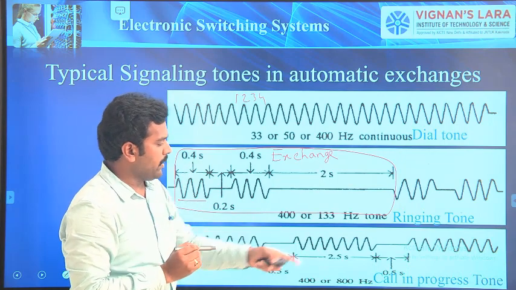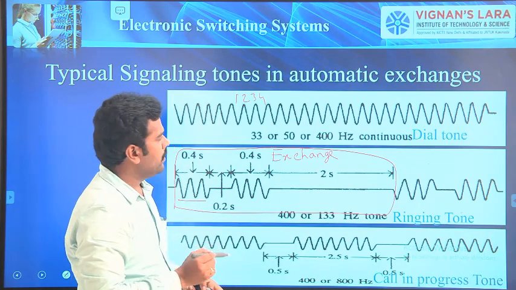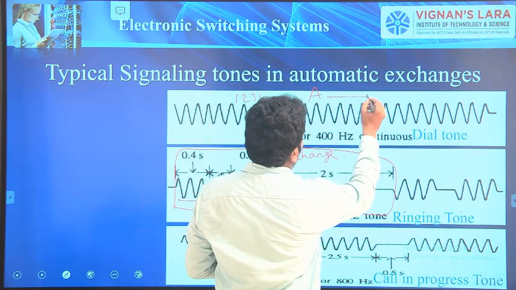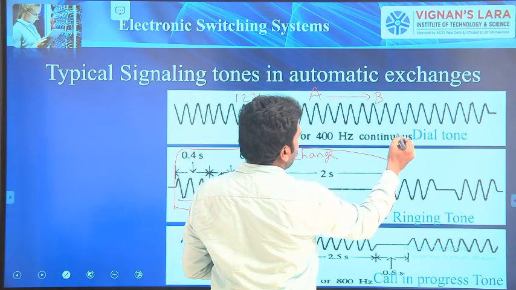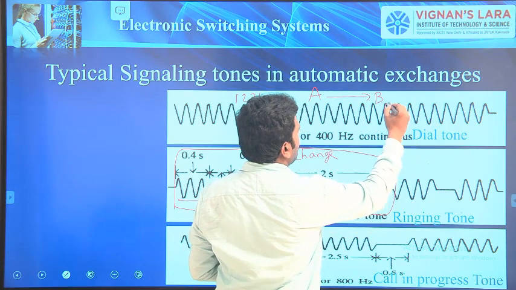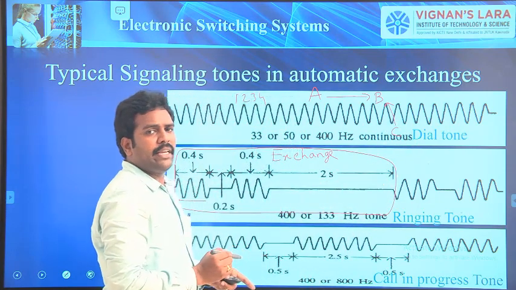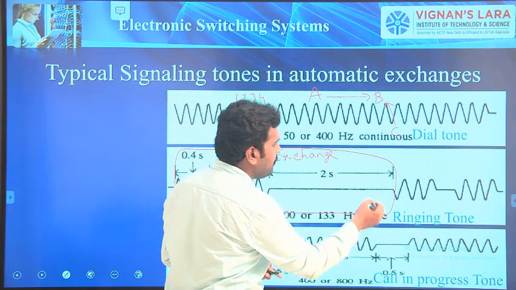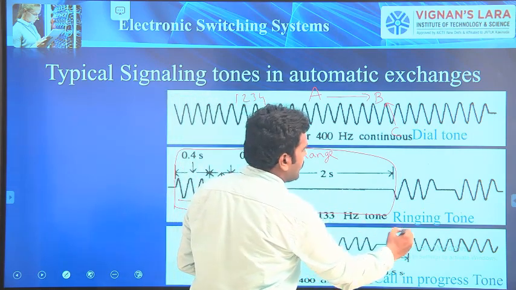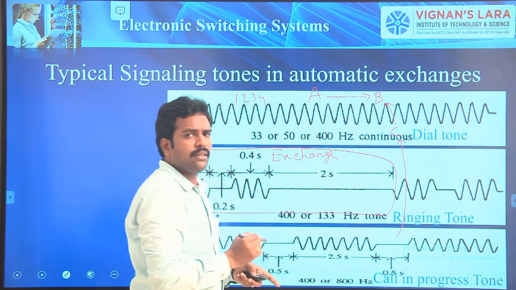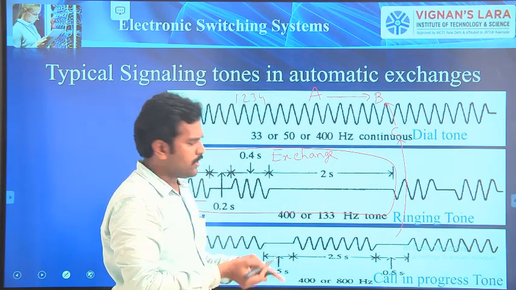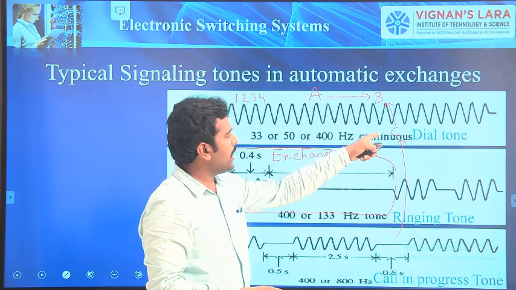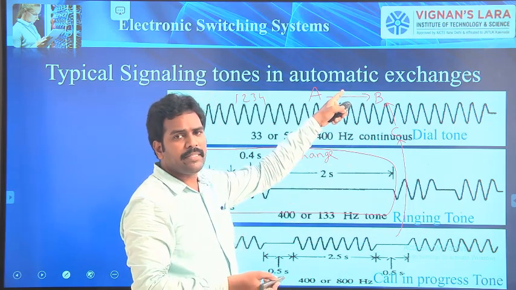Now, what is the third one? Call in progress tone. For example, A is talking with B. At the same time, C wants to make a call to B. Already B is in a call, right? So the exchange should give some indication to subscriber C that B is talking with some other person. That is called the call in progress tone. Therefore, C is able to understand that B is busy.